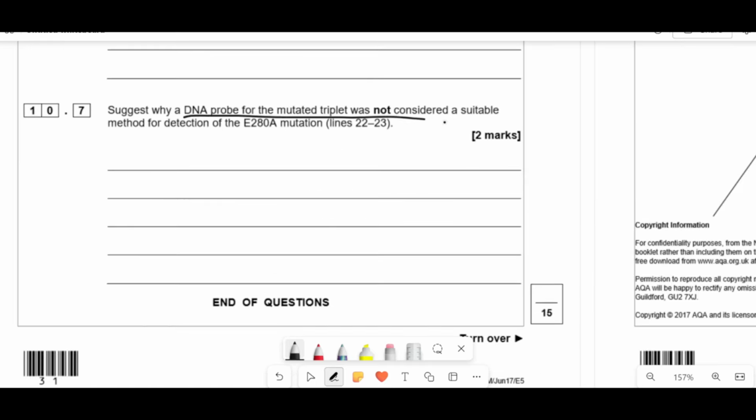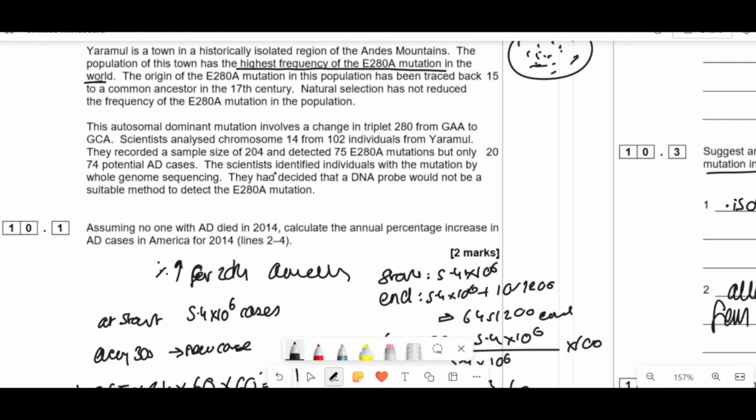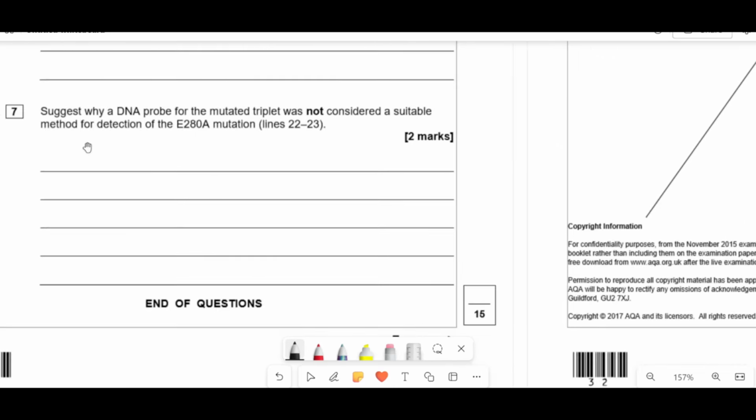It says, suggest why a DNA probe was not considered suitable for detection of this mutation. So if you look at lines 22 to 23, what's going on here? The scientists identified individuals with whole genome sequences. They found that a DNA probe would not be suitable for this. The mutation is from GAA to GCA. So the question's asking you why a DNA probe for GAA to GCA is not good, right?